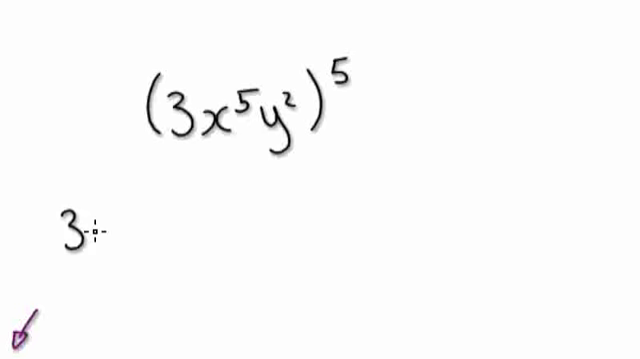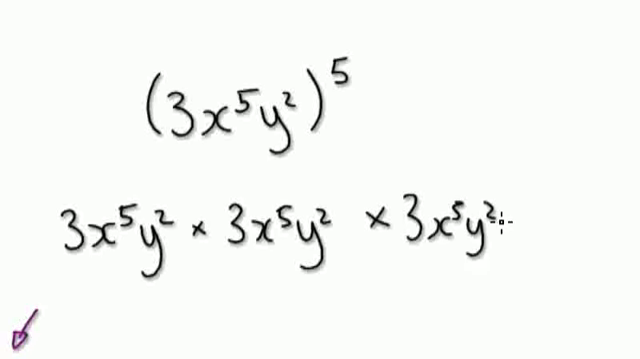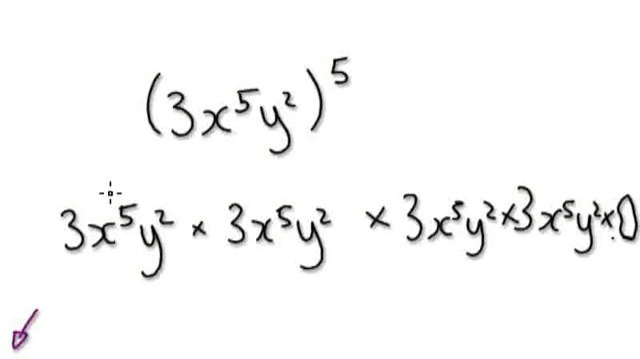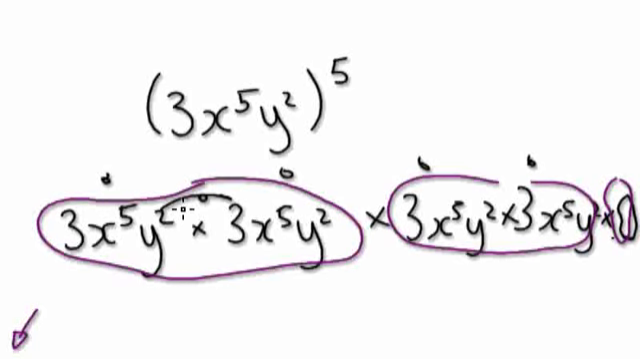So this would be 3x to the power 5 y squared, times 3x to the power of 5 y squared, times 3x to the power of 5 y squared, times, well, the last one. Don't forget about the last one, okay? So that's 1, 2, 3, 4, and then you've got, well, let's merge these two first, okay? Then we've got this one, and then we've got the last one. So yeah, let's merge these two.